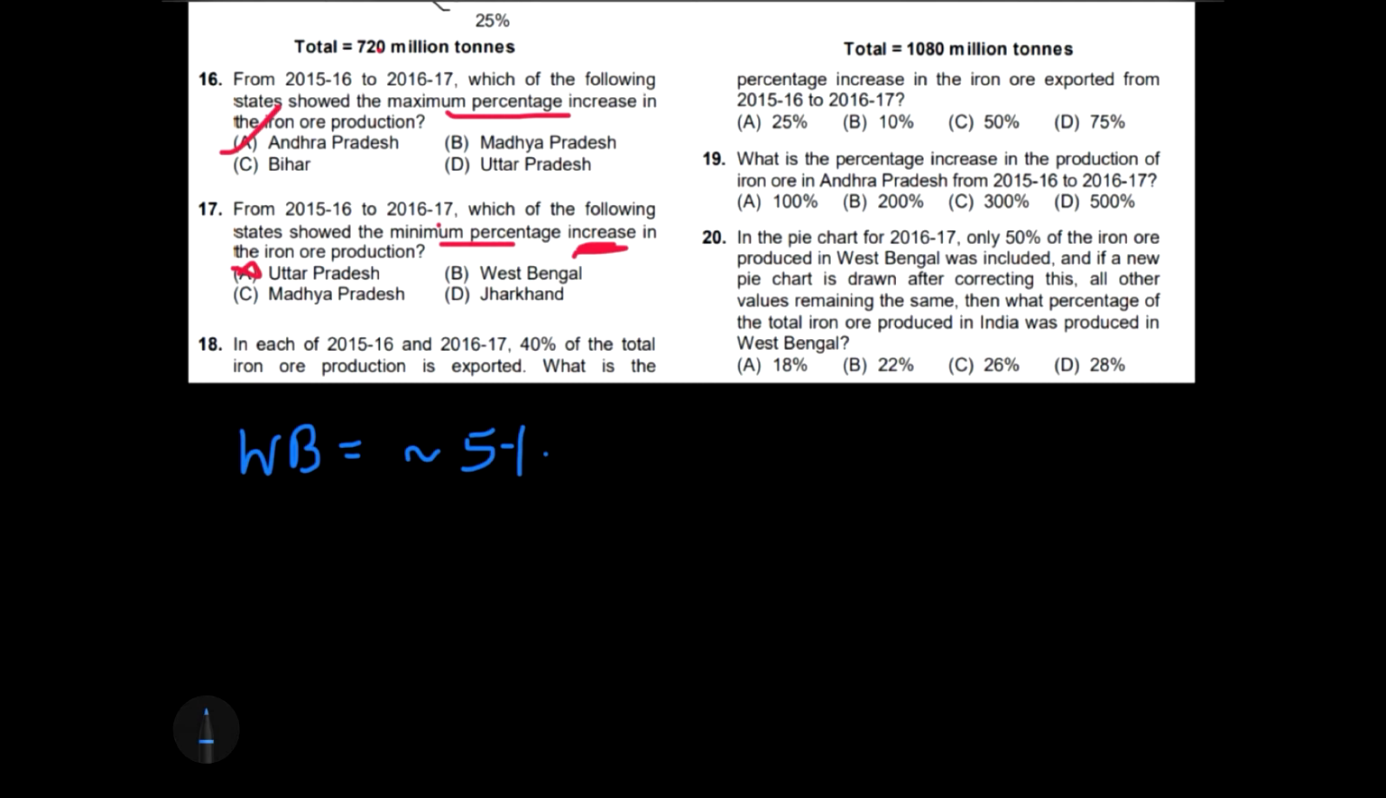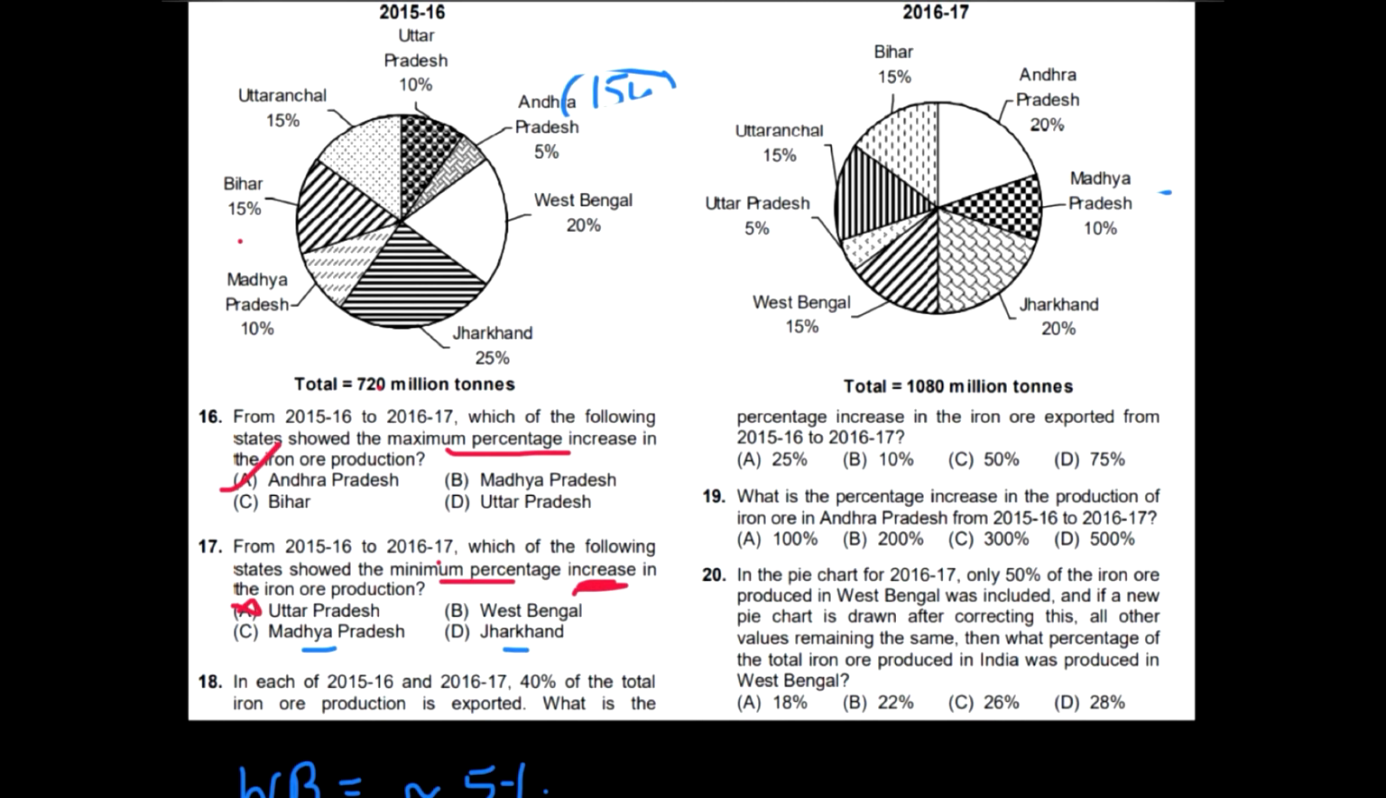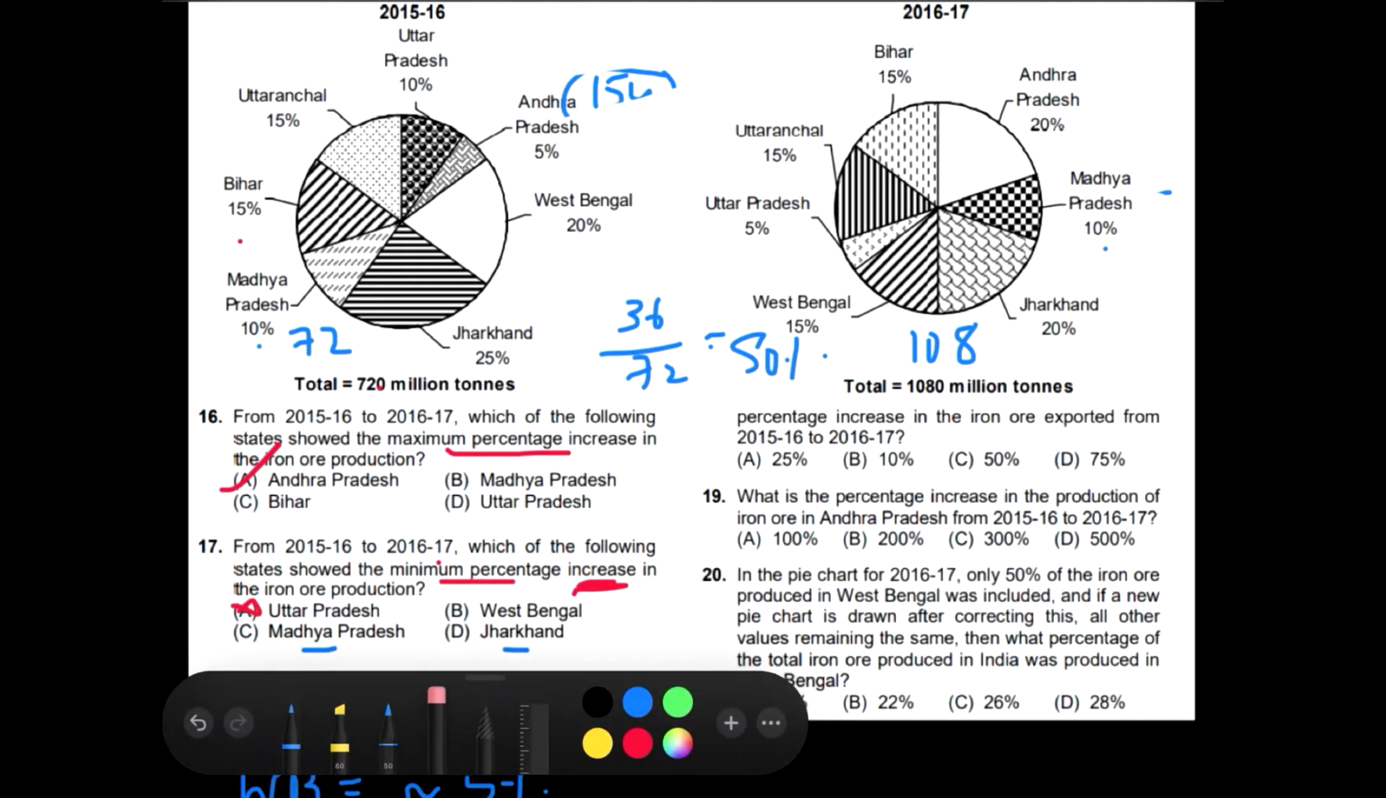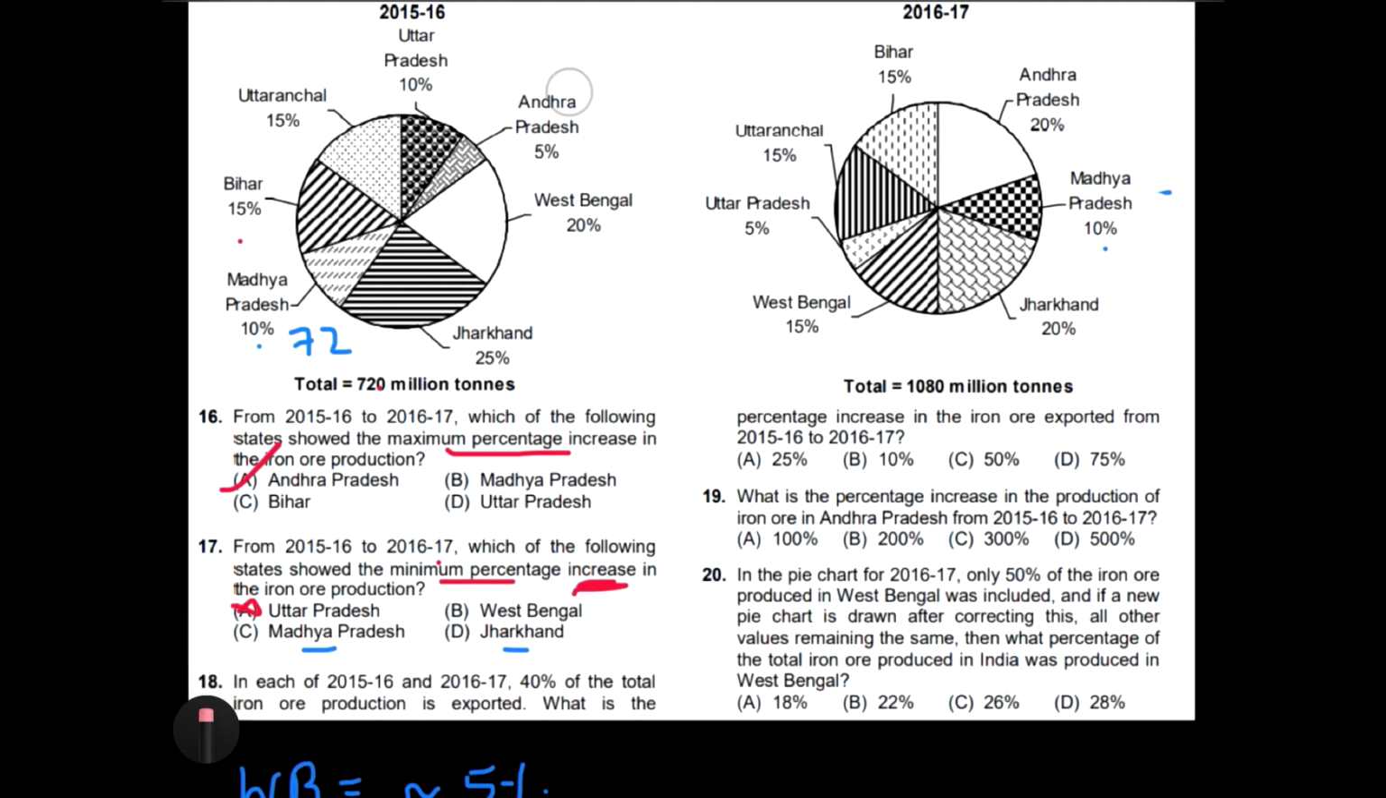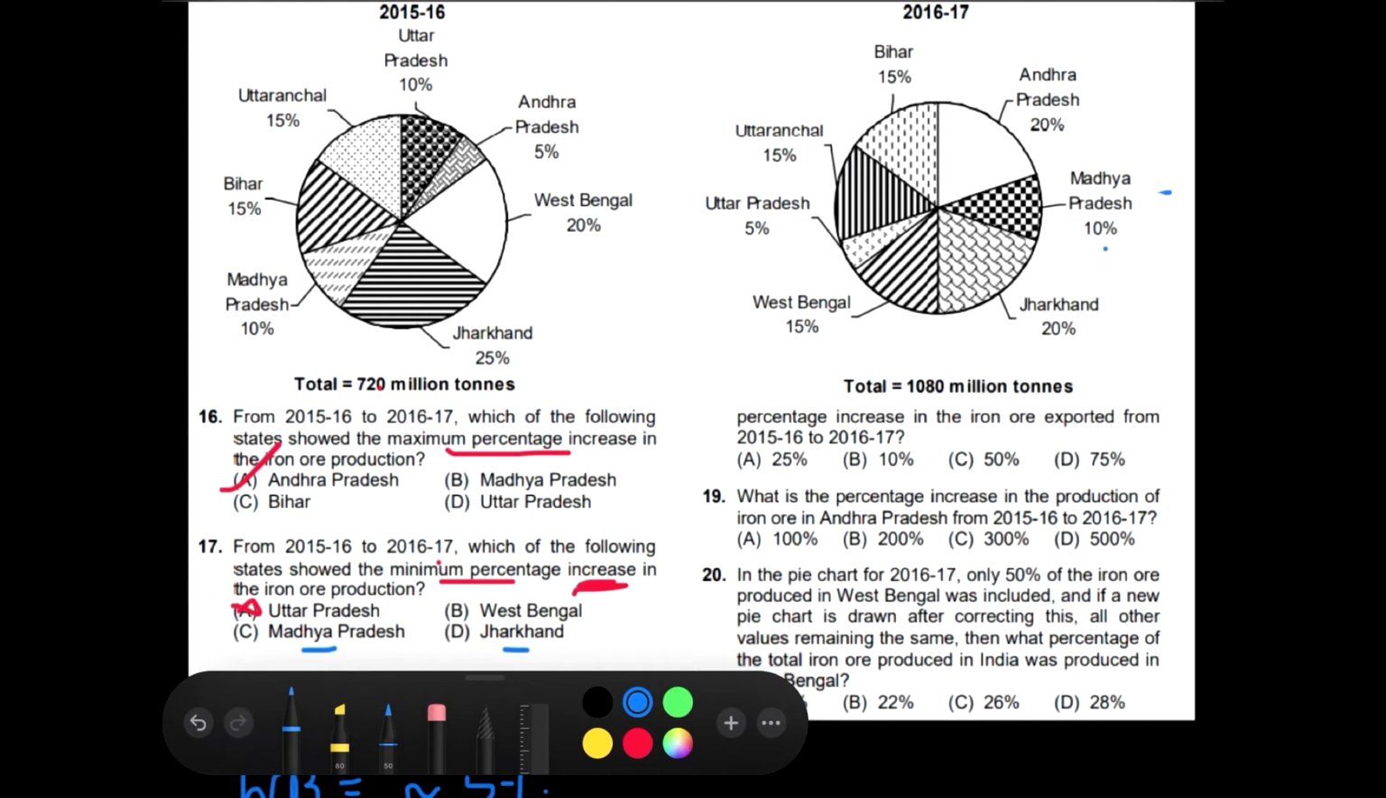Now we are going to keep West Bengal as a reference and move on and check Madhya Pradesh and Jharkhand's values. So if I check Madhya Pradesh, it was 10%, so that is 72, and over here again 10%, that is 108. Now start approximating. If the value here is 108 and the value here is 72, the difference will be 36, which when compared to 72 will be half, that is 50%. 50% is way too big compared to 5%. Therefore, this cannot be our answer. Always compare your answer with a reference, and currently my reference is West Bengal with 5%.